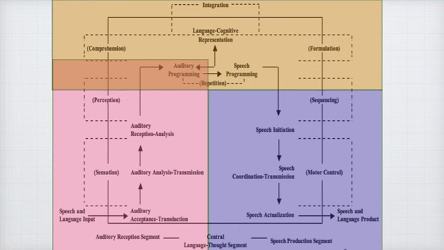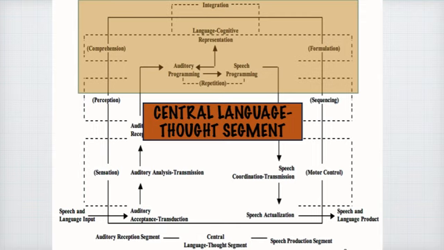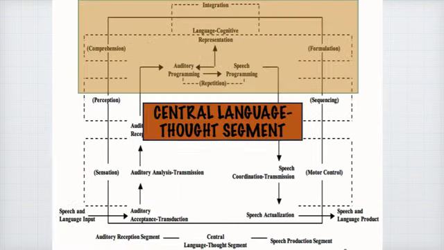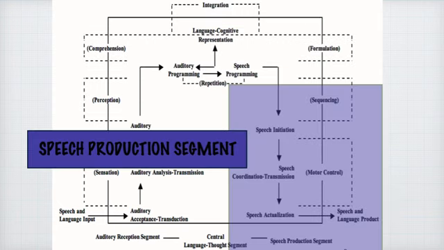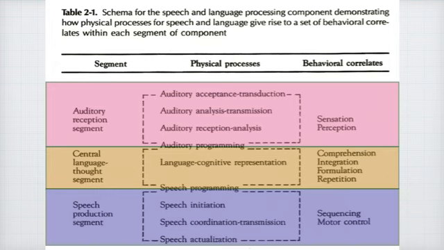Okay. Excuse me. So, let's start with the first segment, the auditory reception segment. There are three to go through: the auditory reception segment, the central language thought segment, and the speech production segment. Okay, so let's go to the first one.